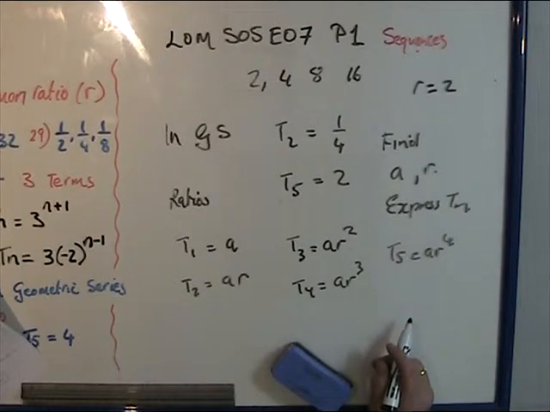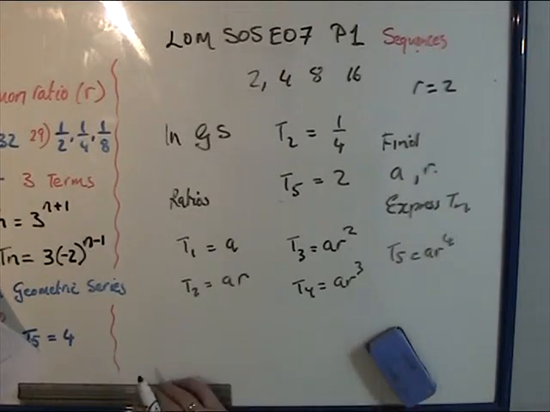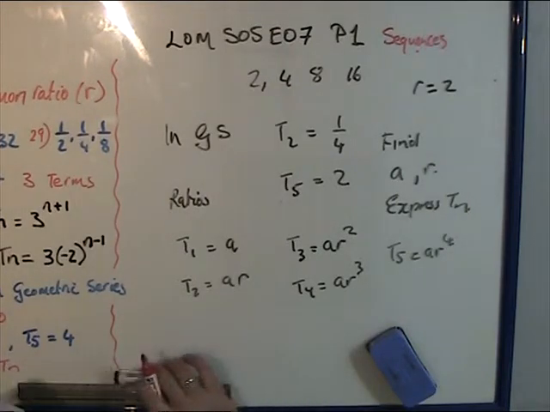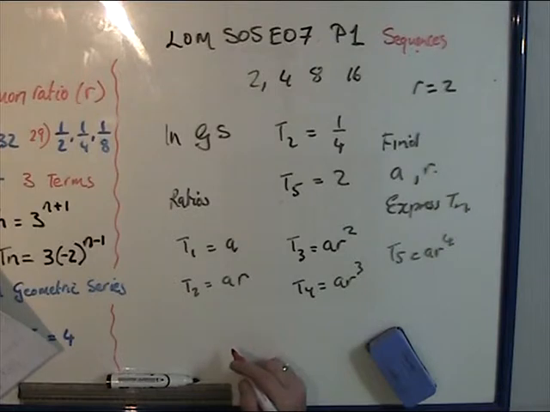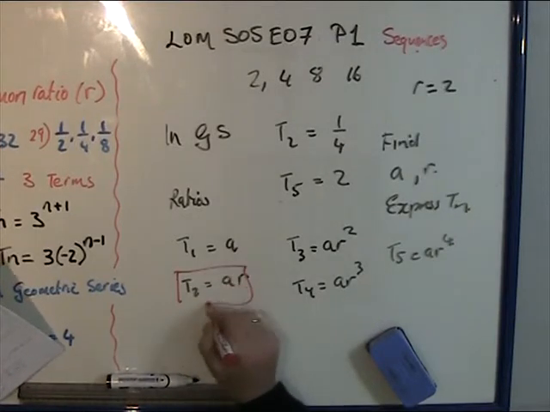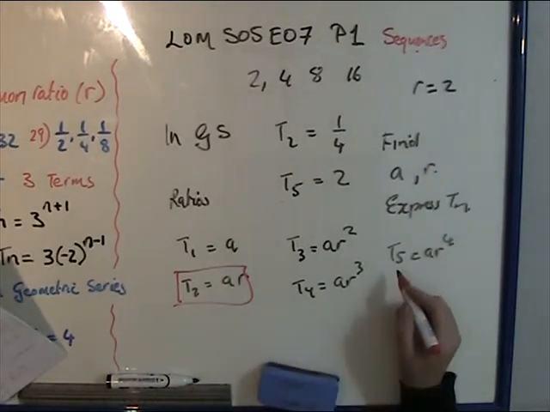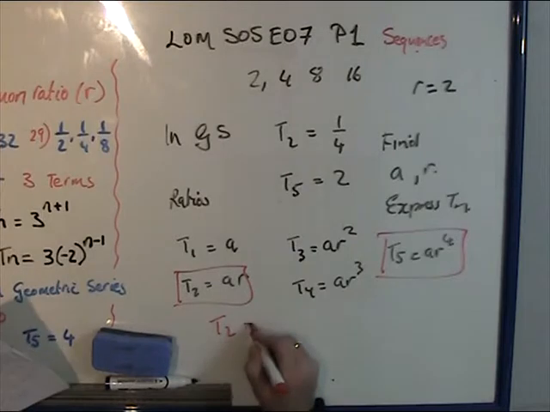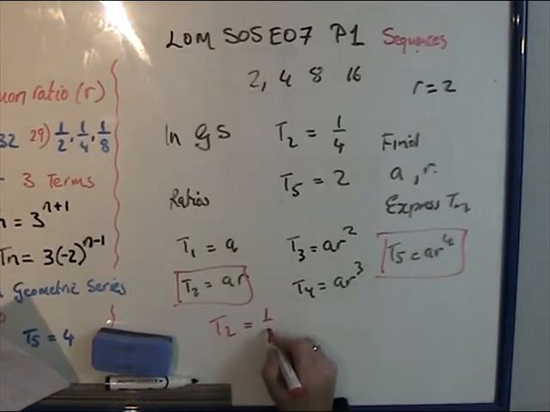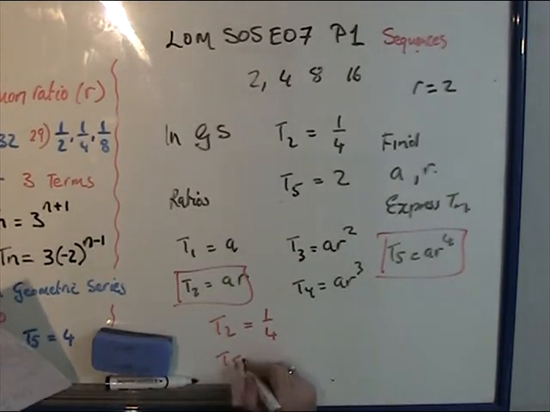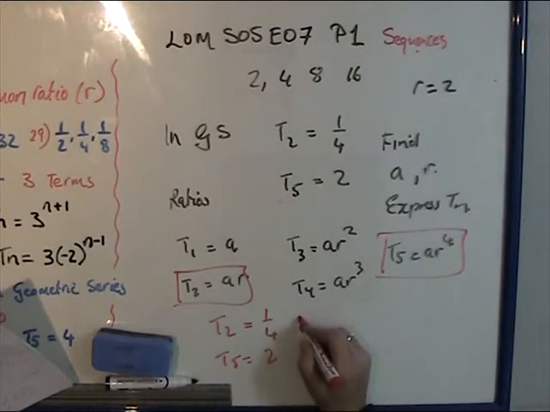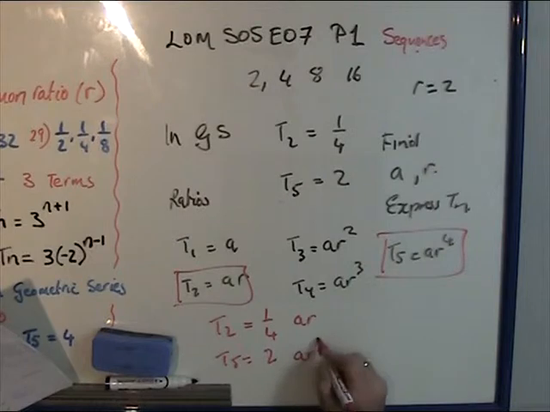Ratios, as I said before, was brought into geometry of triangles. It was in higher level geometry. So now I'm looking at T2 and I'm looking at T5. T2 is equal to a quarter, and T5 is equal to 2, and this is AR and this is AR to the power of 4.